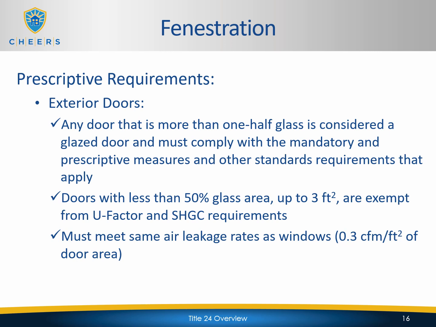So for exterior doors, any door that is more than 1/2 glass is considered a glazed door. It must comply with the mandatory and prescriptive measures and other standard requirements that apply. Doors with less than 50% glass area, up to 3 square feet, are exempt from U factor and solar heat gain coefficient requirements. And the doors also must meet the same air leakage rates as the windows, which, like I said earlier, 0.3 CFM per square foot of door area.